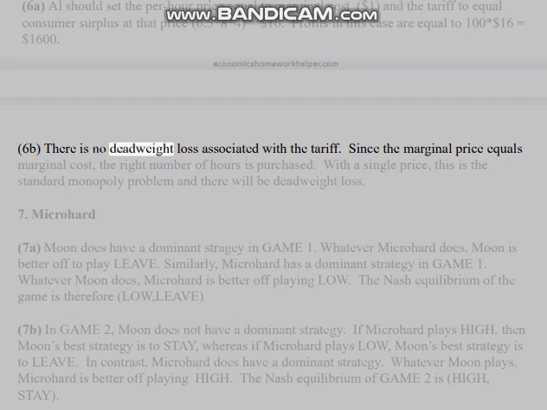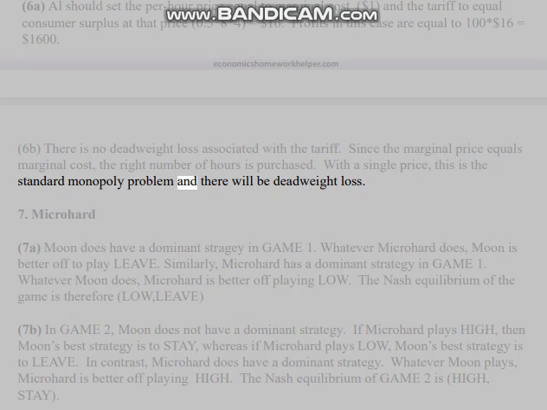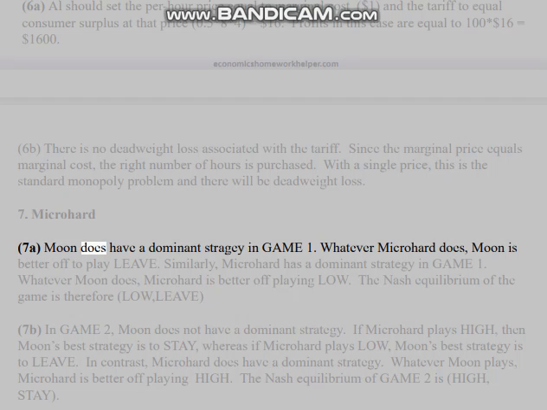6b. There is no deadweight loss associated with the tariff. Since the marginal price equals marginal cost, the right number of hours is purchased. With a single price, this is the standard monopoly problem and there will be deadweight loss. 7. Microhard. 7a. Moon does have a dominant strategy.